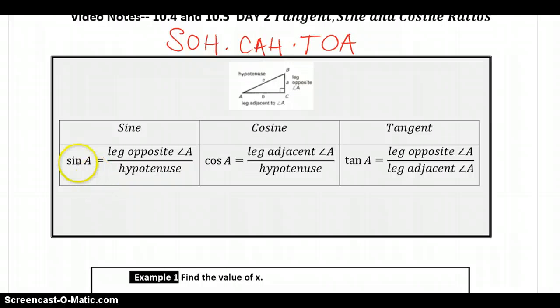SOH tells us that the sine of A is equal to the ratio of the opposite side compared to angle A over the hypotenuse. So sine of A equals opposite over hypotenuse, SOH. CAH tells us that the cosine of A is equal to the adjacent leg over the hypotenuse. Again, adjacent means next to. So if we're looking at angle A, the leg of the triangle that shares a side of that angle is here, B. And tangent is equal to the opposite leg over the adjacent leg.